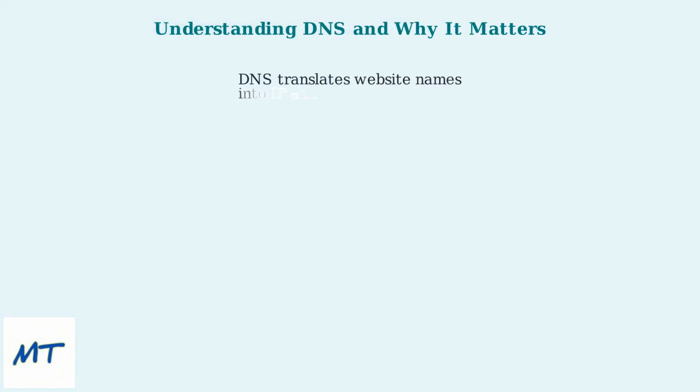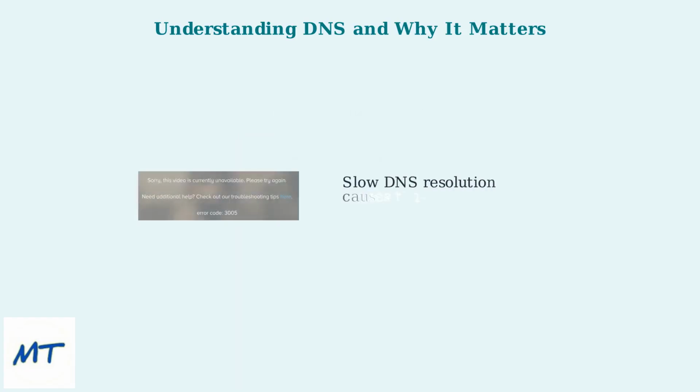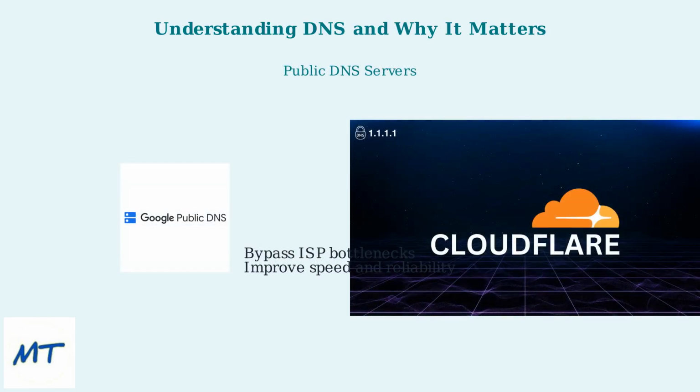DNS, or Domain Name System, translates website addresses into IP addresses that computers can understand. The DNS resolution process involves multiple servers working together to find the correct IP address. Incorrect DNS settings can slow down this resolution process, causing timeouts that lead to error 3005. Switching to a public DNS server like Google's 8.8.8.8 or Cloudflare's 1.1.1.1 can bypass ISP bottlenecks.